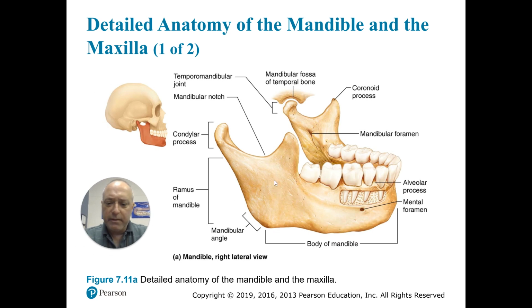Here is a right lateral view of the mandible. We can see the body of the mandible with the mental foramen, mandibular angle. Then we've got a ramus that comes out with the condylar process at the end. This condylar process is what articulates with the temporal bone. We've also got a coronoid process, which articulates near the zygomatic arch and the maxilla.